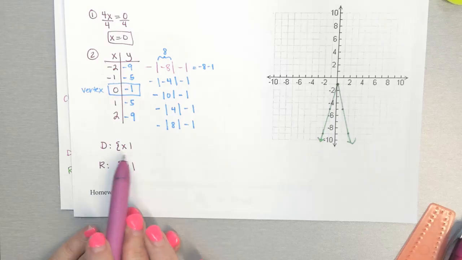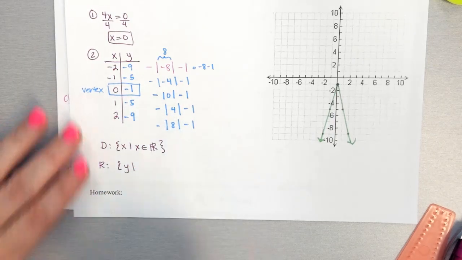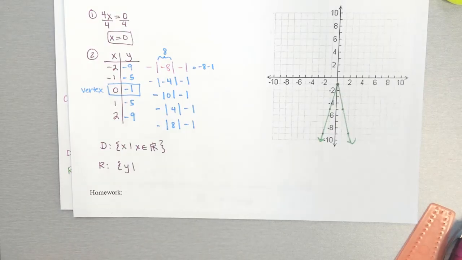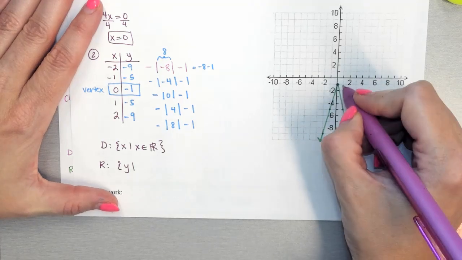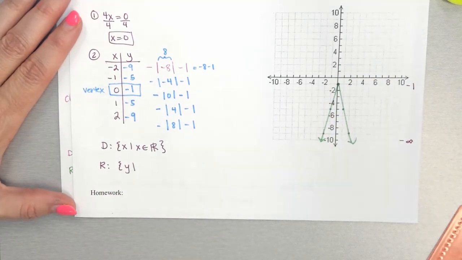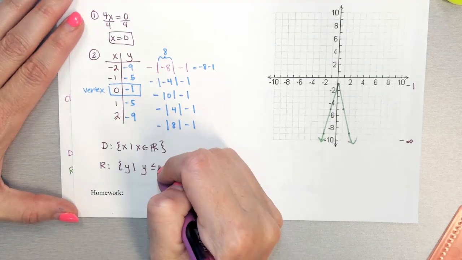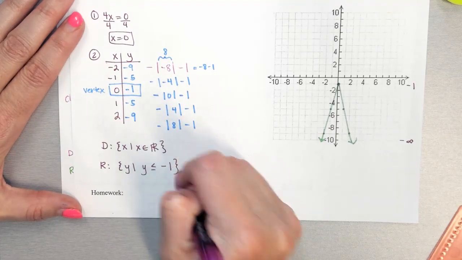Okay, so your domain is still going to be all real numbers. Okay, it's going to the left and it's going to the right, to negative infinity and infinity. Okay, your domain should always be all real numbers for absolute value. And then your y, the lowest point is negative infinity, the highest is negative 1. Okay, all of the points are below negative 1. So it's going to be less than or equal to negative 1 here.